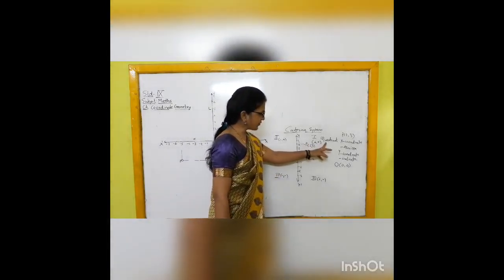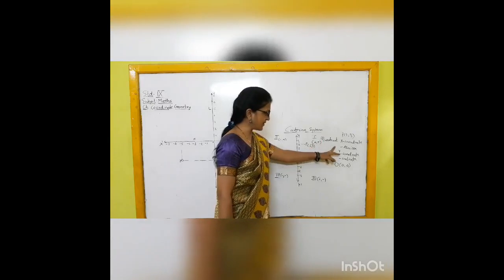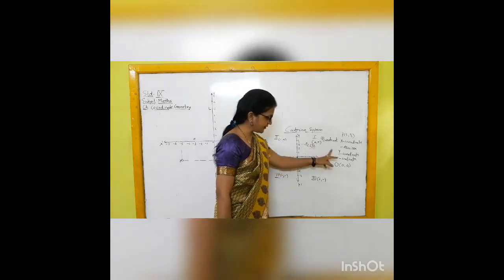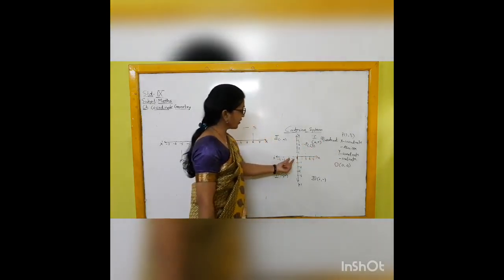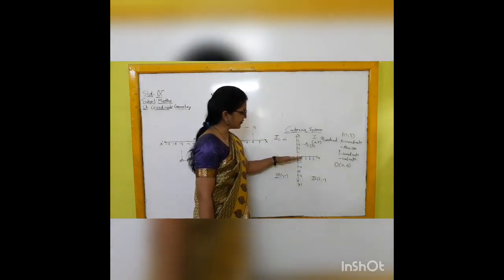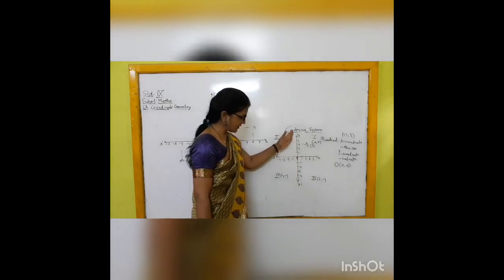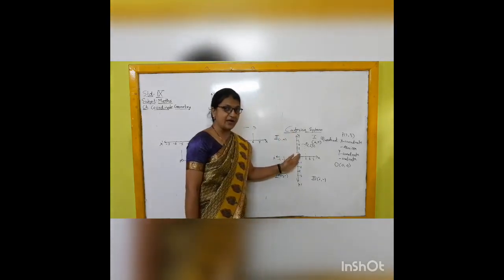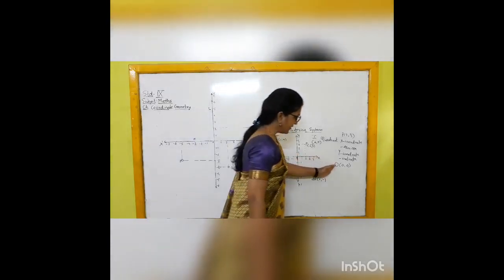Now we have seen the fourth quadrant and this pair. The x coordinate of a point is also called the abscissa, and the y coordinate is called the ordinate. Now what about the coordinates of the origin? The origin is at 0 distance from the x-axis as well as 0 distance from the y-axis, and therefore its coordinates are (0, 0).